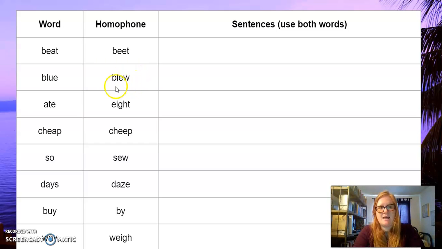For instance, like blue and blew, I blew a blue whistle. That would be an example of one sentence using both words. Or you could say, I beat a drum, I ate some beets. And then you have 2 sentences, but you're using both words, but they're separated into their own sentences. That is up to you, okay? So moving on.